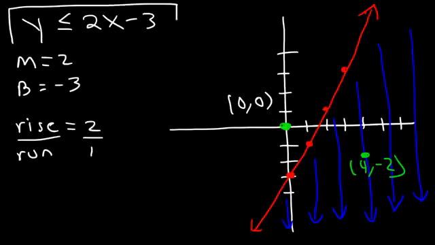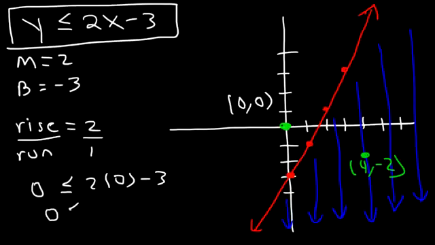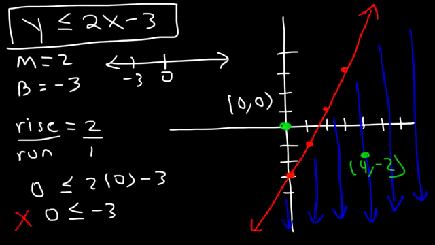So let's replace y with 0 and x with 0. So 0 is less than or equal to 2 times 0 minus 3. So is 0 less than -3? On a number line, it's not. 0 is to the right of -3, and any number to the right is greater than the numbers on the left. So this is not true, which means that we should not shade in this region. Now let's test the point (4, -2).